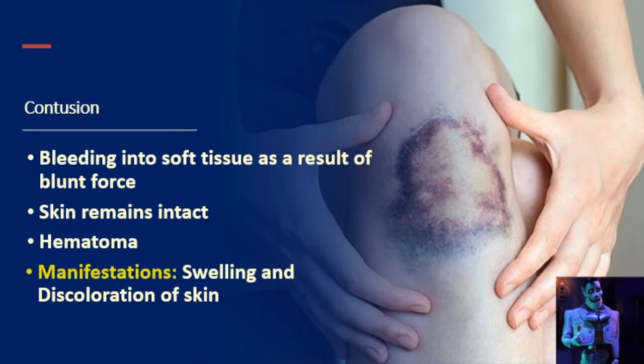Now, contusion. When I talk about contusion, it is a bleeding into soft tissue as a result of blunt force. The skin would remain intact and the patient would manifest with hematoma. Other than that, your patient would have swelling and discoloration of the skin, as shown in the picture on the right.